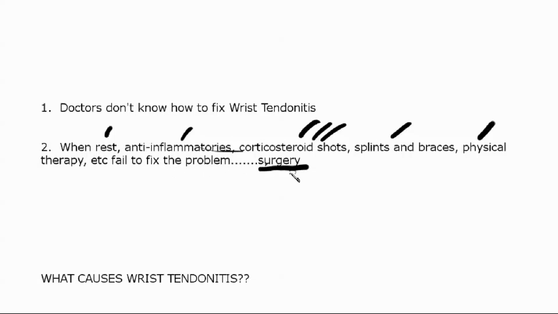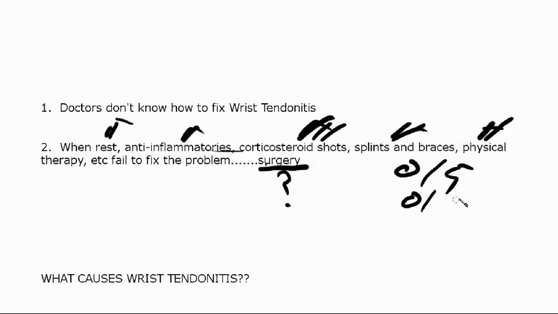And then the doctor wants to do surgery. So here's the question. If the doctor prescribed rest and that didn't work, and anti-inflammatories and that didn't work, and corticosteroid shots and that didn't work, and splints and braces and that didn't work, and physical therapy and that didn't work, that makes him 1, 2, 3, 4, 5, 0 for 5. So with that track record, why would surgery work? What about surgery would have it work? What about surgery would have your doctor be correct when it was not correct all these times? Because chances are you're going to end up 0 for 6.